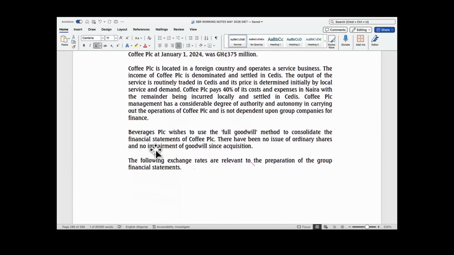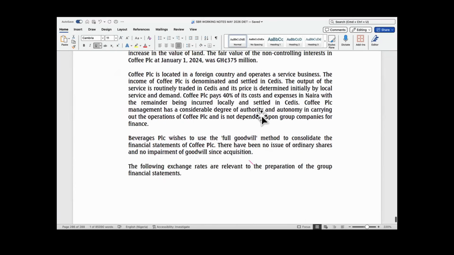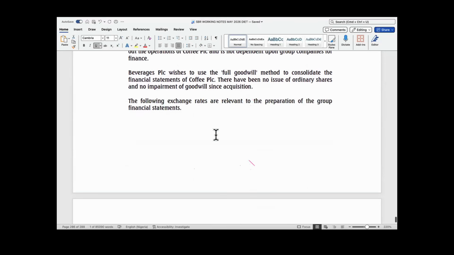Next paragraph. I was told that Beverage PLC wishes to use the full Goodwill method to consolidate the financial statement of Coffee PLC. There have been no issue of ordinary shares and no impairment of goodwill since acquisition. Again, full Goodwill method means that NCI will be measured at fair value. And that I already know because they already gave me the value of NCI. So I don't know why they are giving me this again.